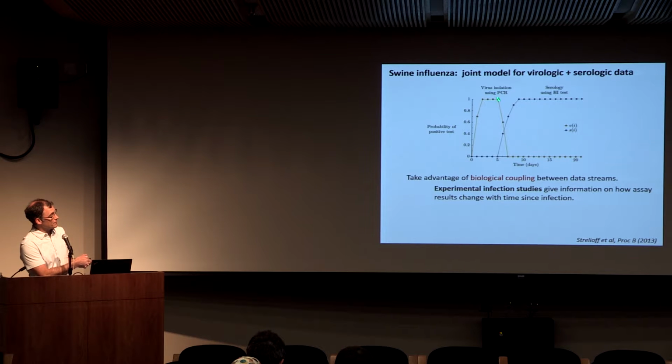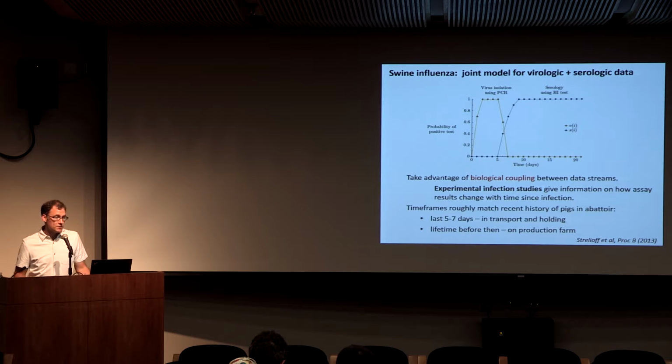And then just around the time that that's going down, not coincidentally, antibodies are coming up. So if you take a blood sample more than a week after a pig's been infected, you can get a positive hit using these serologic tests. So we've got these two time courses which describe how the biology of infections unfold. And it just happens that those time frames basically match the recent history of these pigs before they got sampled.